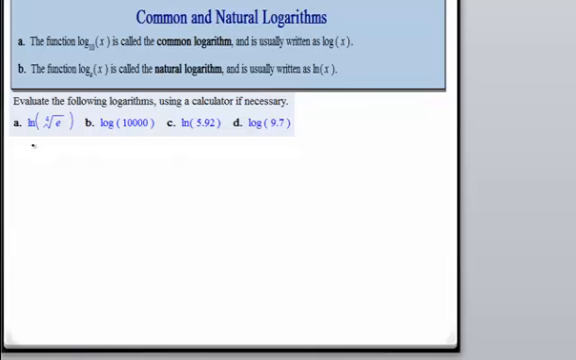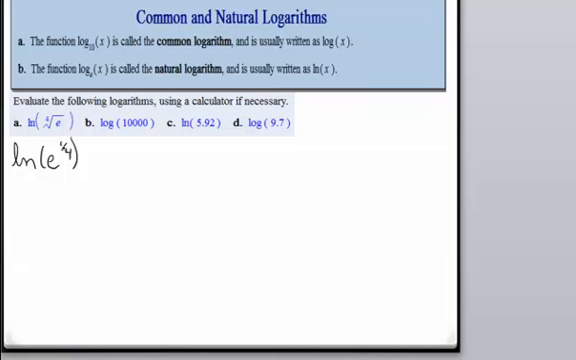So let's look at this one right here. Natural log of the 4th root of e. That's the same thing as the natural log of e to the 1/4 power. Really, all you have to do is plug that straight into your calculator. Natural log of e to the 1/4. So second ln 1 divided by 4 equals.